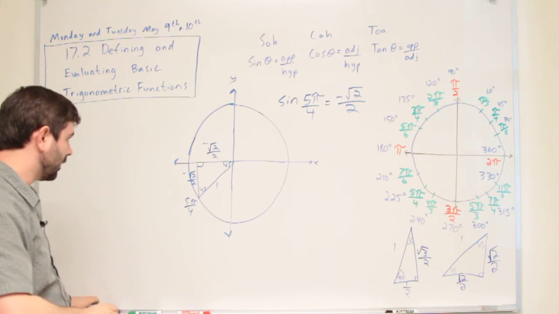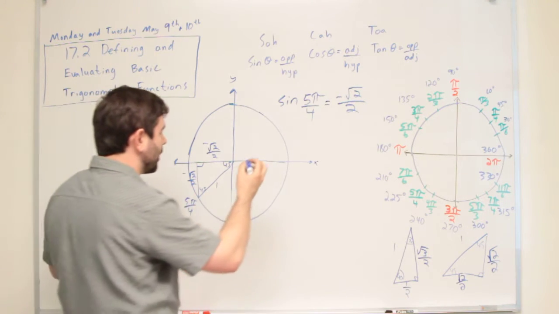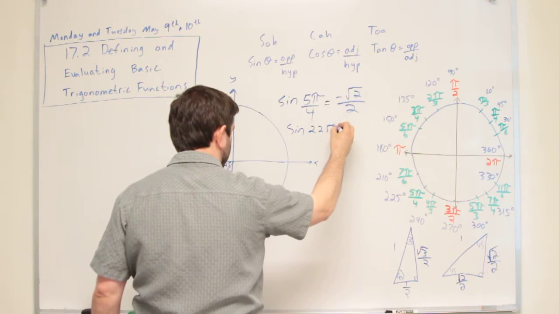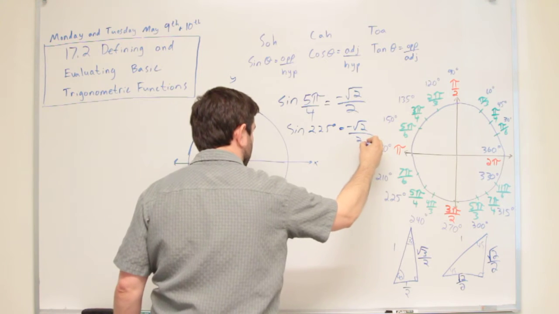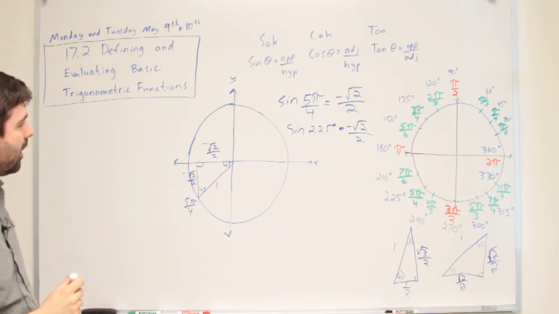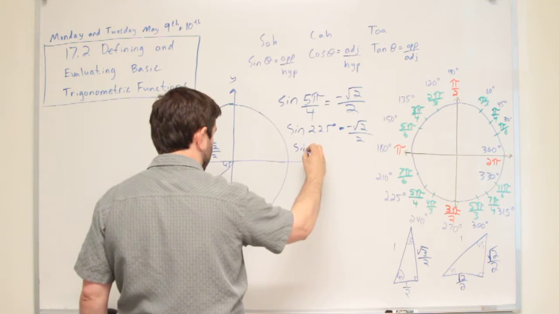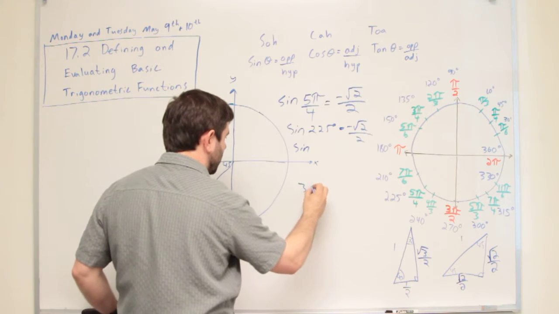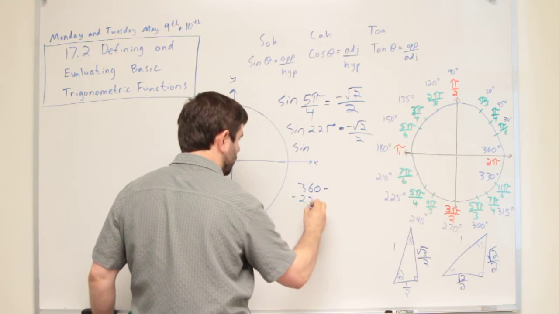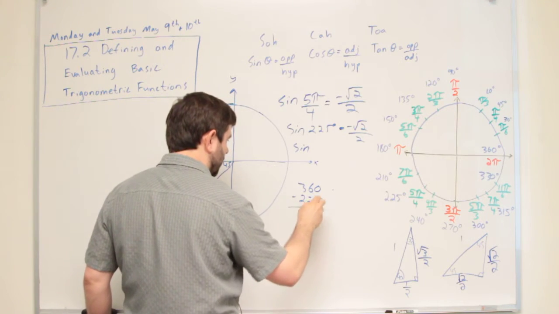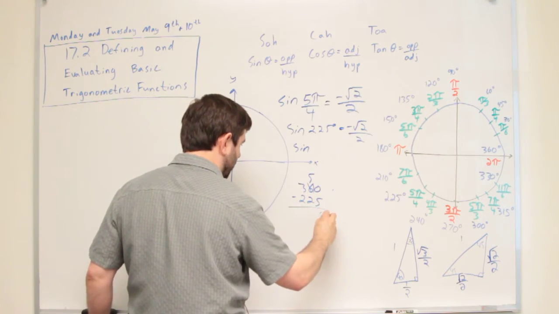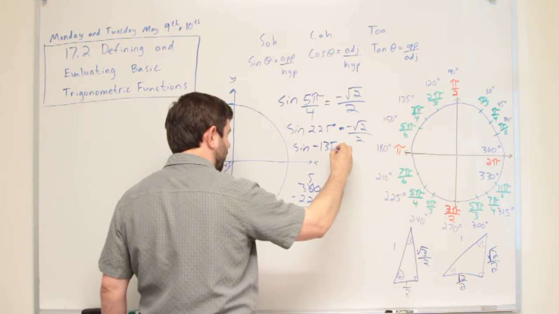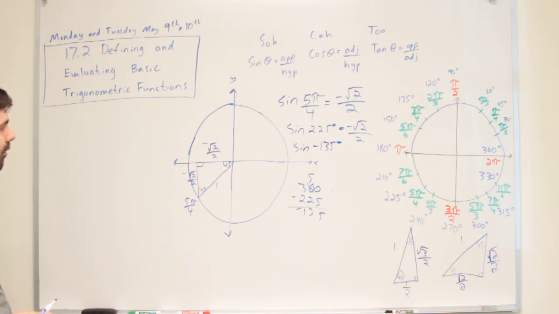So hopefully this is clicking. This is the same thing as sine of 225 degrees, which also equals negative root 2 over 2. And we could find a coterminal angle that's negative. We could call this 225 minus 360, and we get negative 135. We could call this the sine of negative 135 degrees. That would be perfectly acceptable.